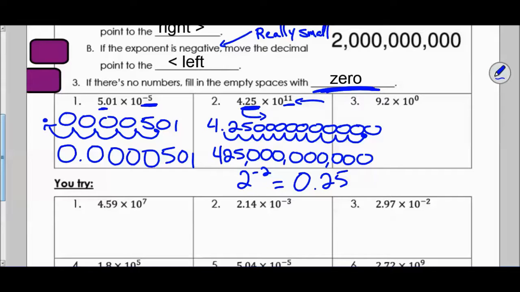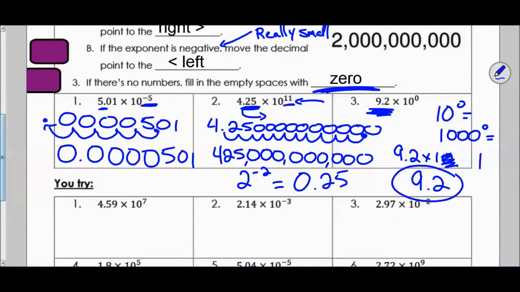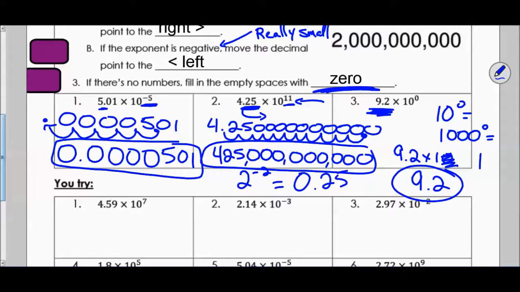All right, this next one has an exponent of 0. That means we're moving 0 places. It is just that number. The decimal place doesn't move. The reason is that 10 to the 0, really anything to the 0, just equals 1. So this is really the multiplication problem, 9.2 times 1, which is just 9.2. All right, you should be able to complete these on your own. If you need help, please ask for help.